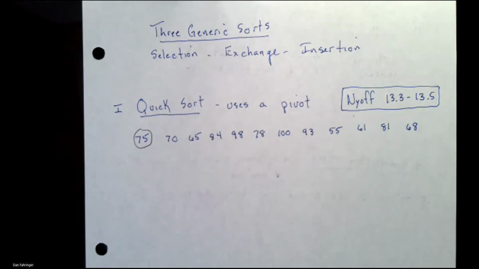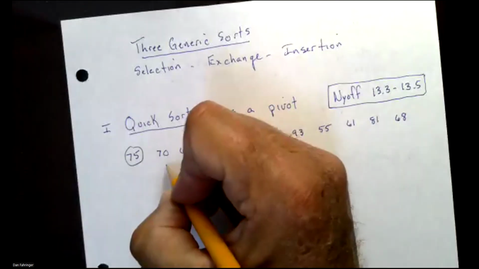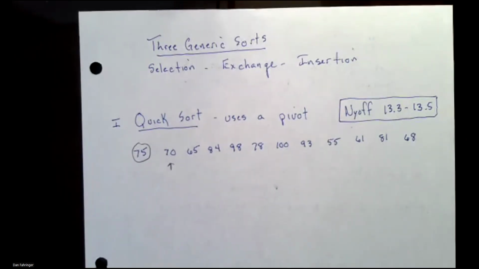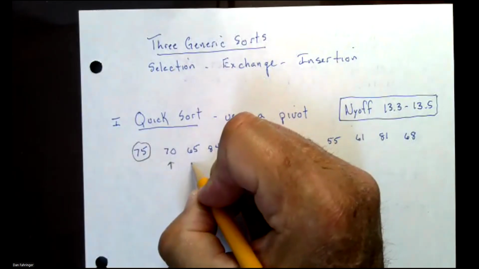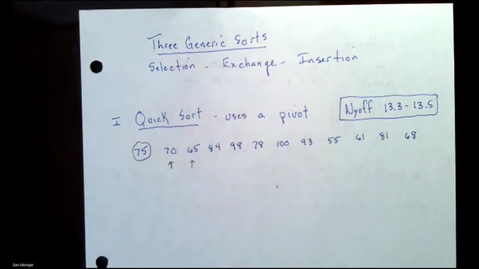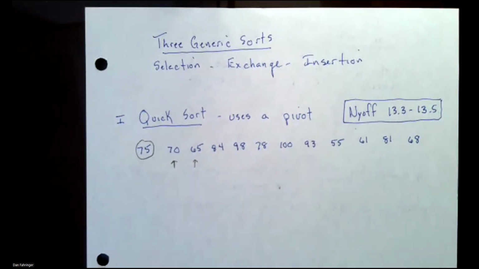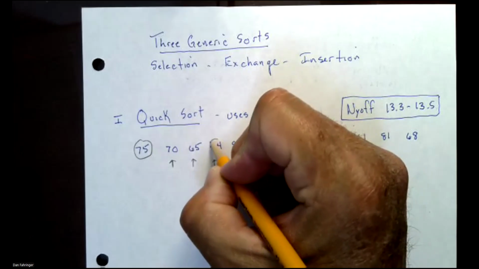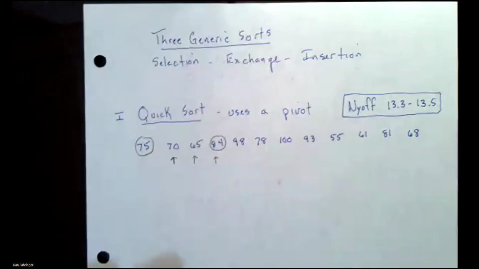So here's what we're going to do. We're going to start on the left, which is at 70, and say, is that smaller? And your answer is going to be yes. Keep moving. Is that smaller? Your answer is going to be yes. Move again. Your answer is going to be no. So I'm going to stop.